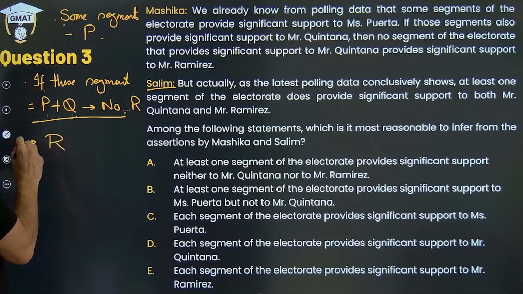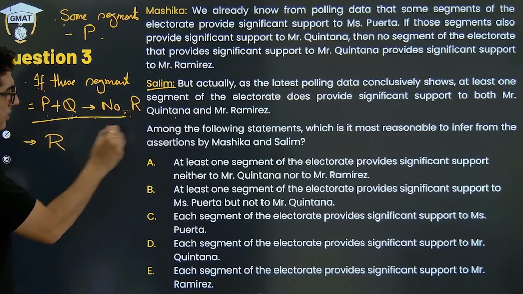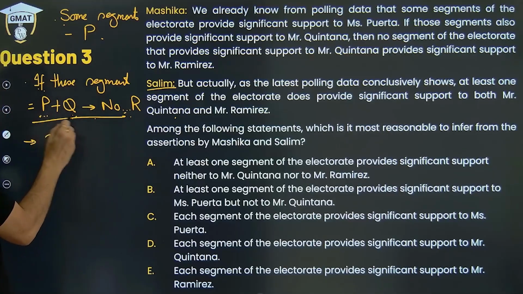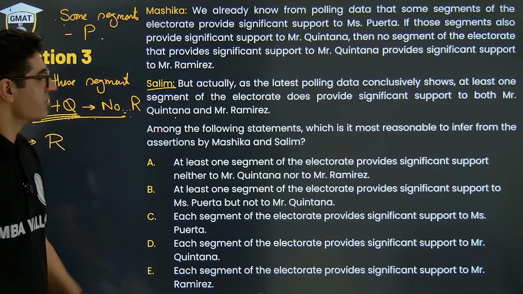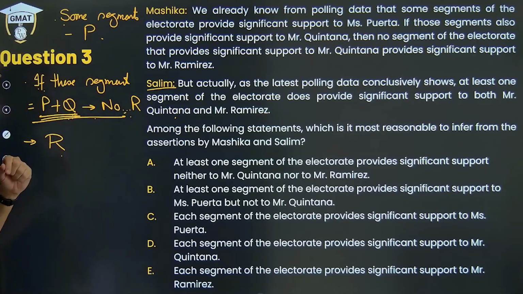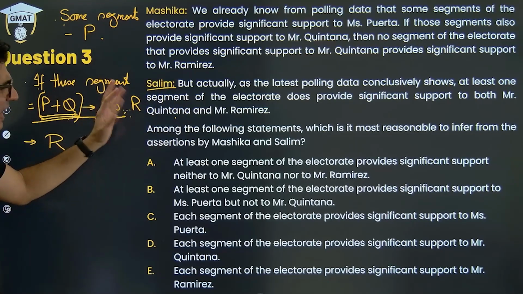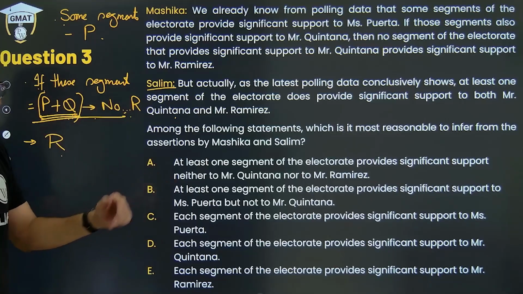supports R. So if you say if A then B, and then a person says, yeah, but B is not happening, then the implication is that A is also not happening. So in this case, if you're saying, yeah, people are supporting Ramirez, then it means that not all of these segments are supporting P and Q both together. So that's something that we can conclude. Let us go ahead and start our work.